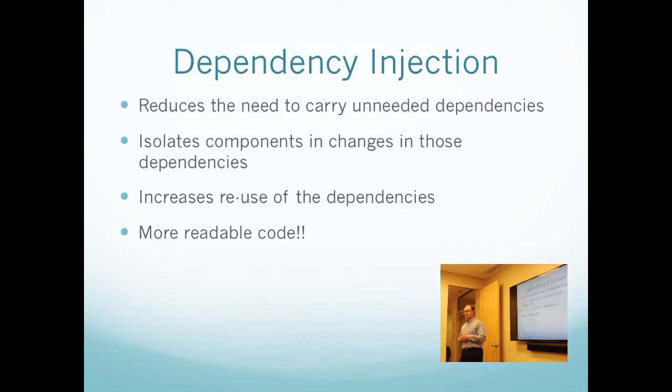We want to be able to isolate the changes in those dependencies when we do need to change them out so that we have looser couplings. And we want to be able to reuse those dependencies. So if it worked in one place and we've got a similar operation somewhere else, we'd like to be able to simply inject it and not have to reconfigure it each time. And of course, my favorite part is that the code is more readable because it's not loaded with all of this configuration at each use.